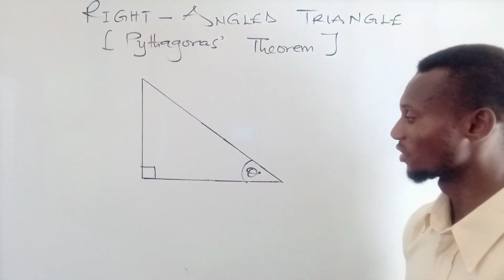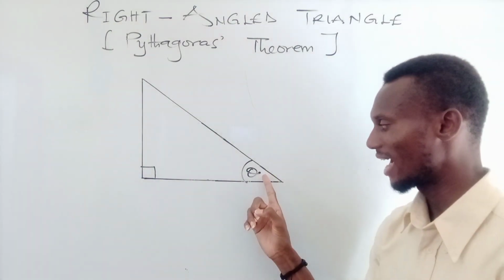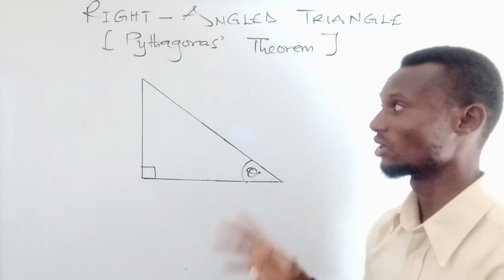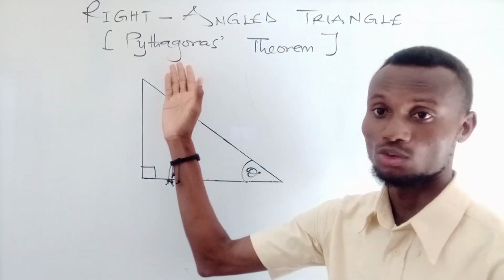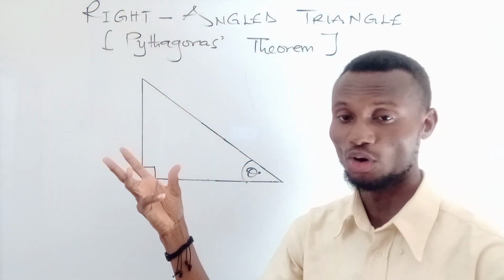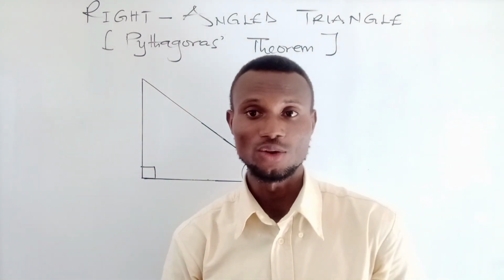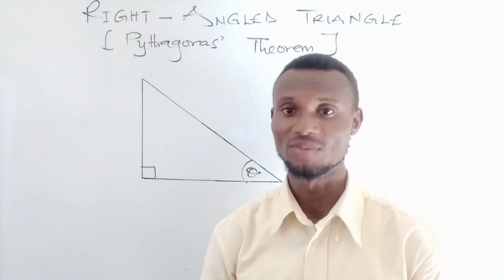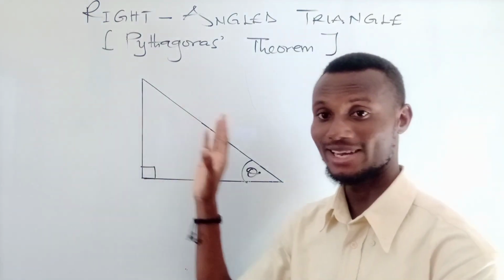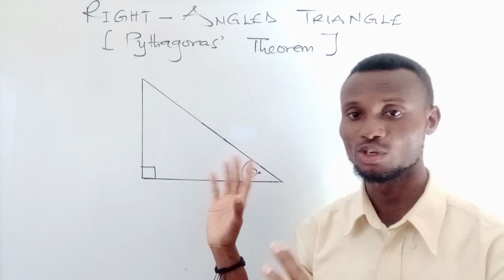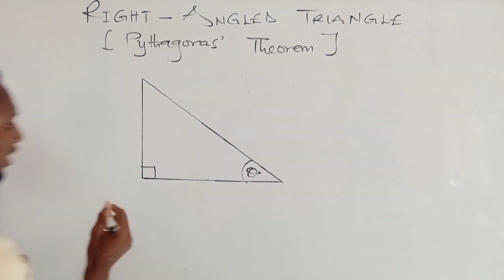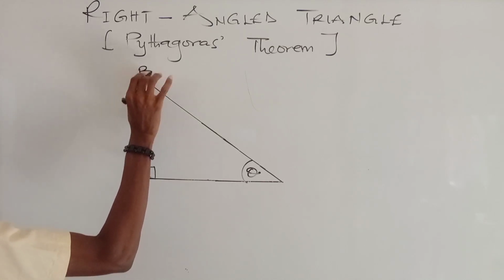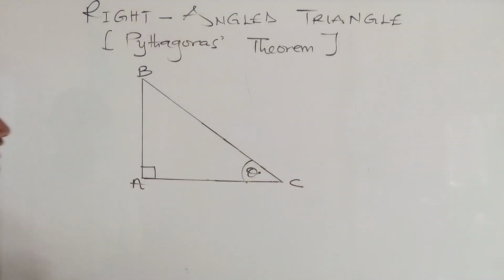You can also see that I have another angle here, and that is theta. That is going to help us to talk about the Pythagoras theorem. So before we go ahead and talk about the Pythagoras theorem, I'm going to label the vertices of the triangle. So let's do that. I'm going to label here A, here B, and here C.